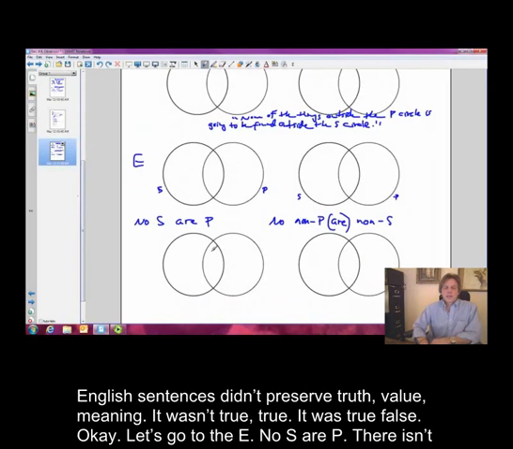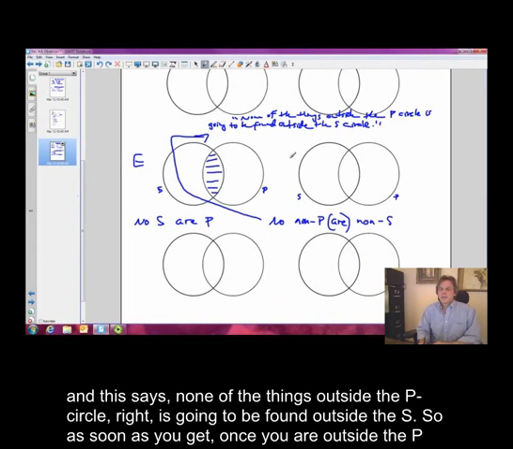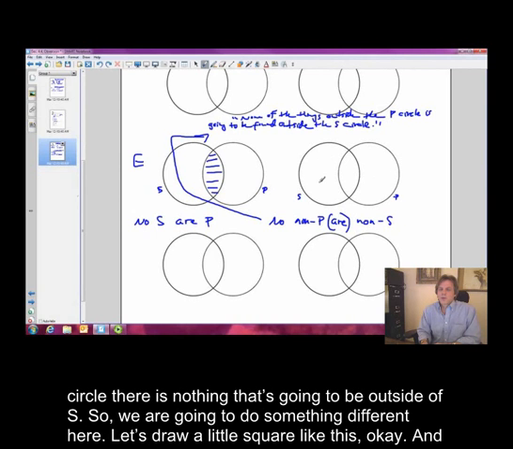Let's go to the E. No S are P. Okay, there isn't going to be any S that overlaps in the P region, so this is empty, right? Okay, now we have this. Let's go up to my favorite little wordy sentences, and this says, none of the things outside the P circle is going to be found outside the S. So as soon as you're outside the P circle, there's nothing that's going to be outside of S.